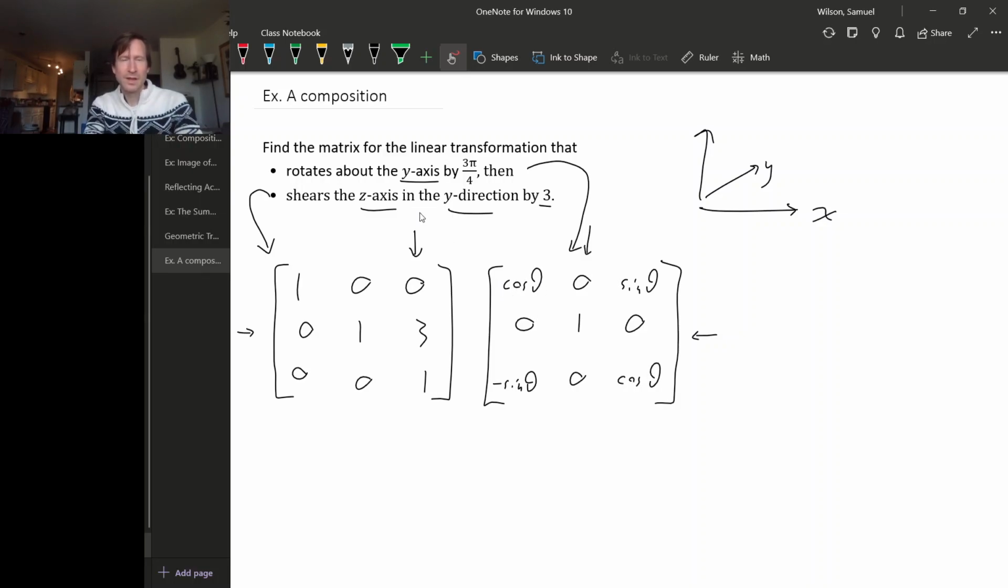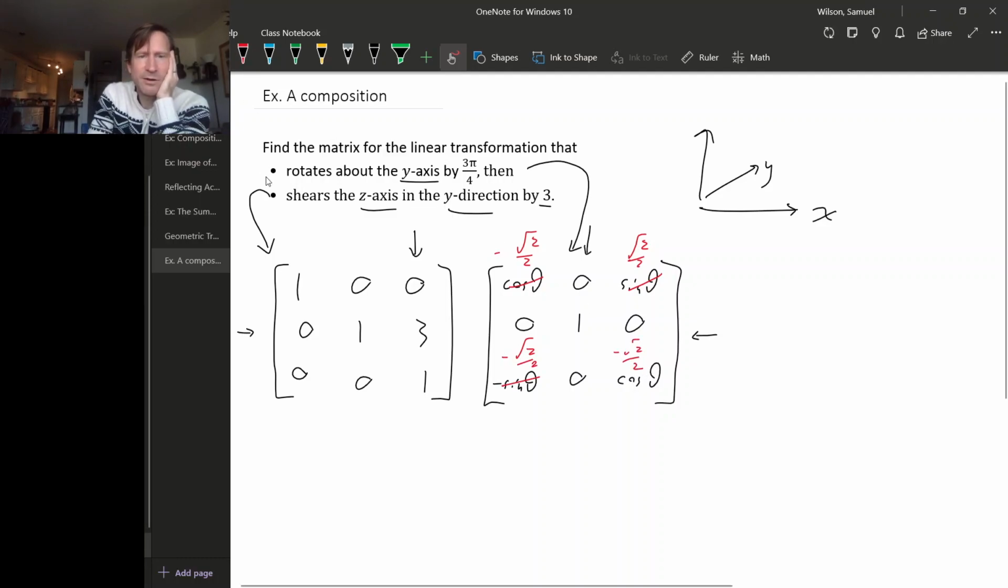Okay. So theta is 3 pi over 4. So cosine of 3 pi over 4 is minus root 2 over 2. Sine of 3 pi over 4 is root 2 over 2. And then minus root 2 over 2. Minus root 2 over 2.